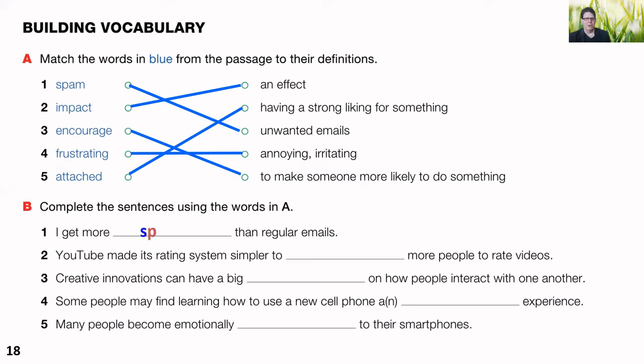All right, I get more spam than regular emails. YouTube made its rating system simpler to encourage more people to rate videos. Creative innovations can have a big impact on how people interact with one another. Some people may find learning how to use a new cell phone a frustrating experience. Many people become emotionally attached to their smartphones.